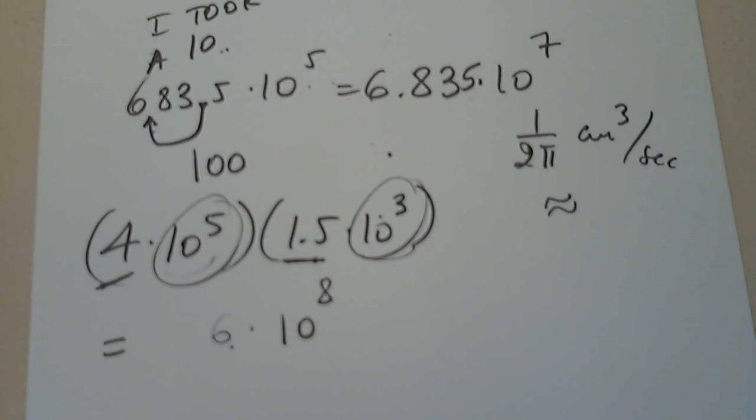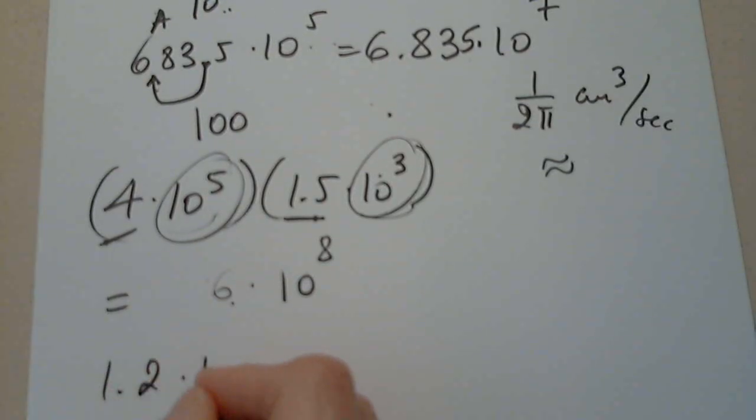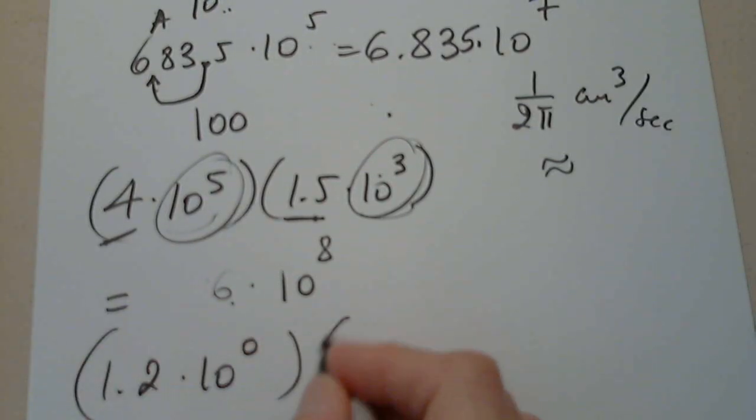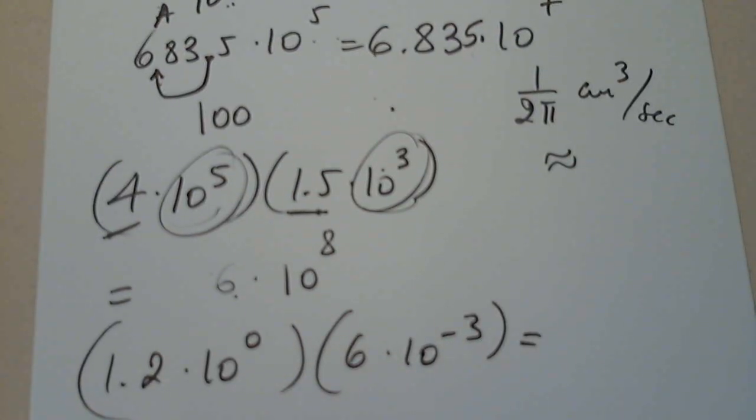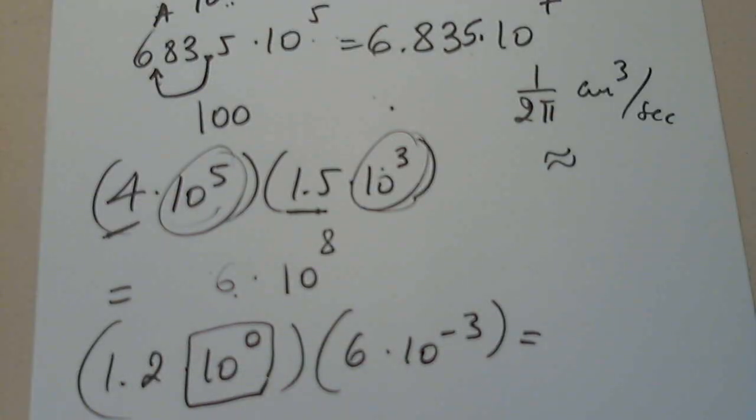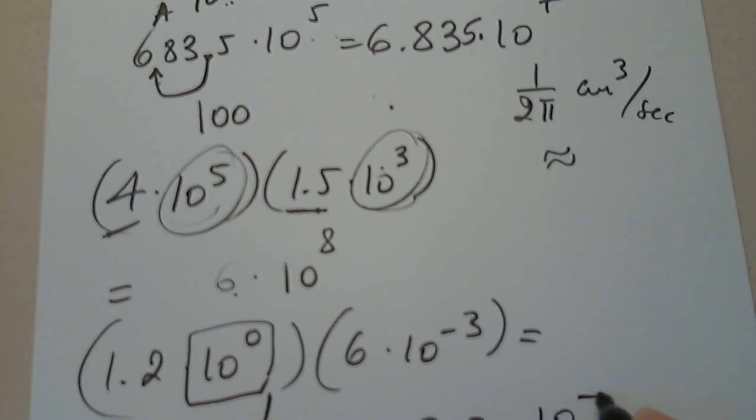Okay, this is an interesting one. So 1.2 times 10 to 0 multiplied by 6 times 10 to negative 3. This is a little bit of a silly type of example, but that's okay. Well, I know what 10 to 0 is. 1. So I only need to multiply 6 by 1.2, which is 7.2 times 10 to negative 3, because there is nothing else. And this is indeed in scientific notation already.